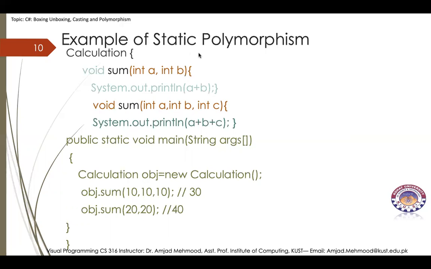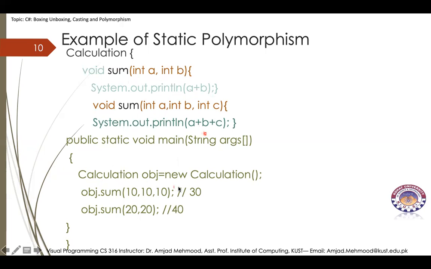We call it static polymorphism because, like we studied in polymorphism, poly means many and morphism means forms. Their names are the same, but their action is different. Here you are adding two variables, and here you are adding three variables. So this is called static polymorphism.